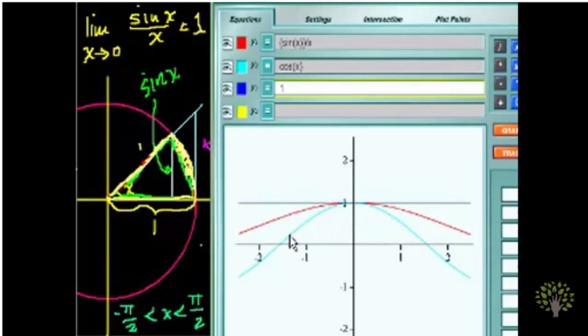We know the limit as this light blue line approaches 0 is 1, and we know the limit as this top dark blue line approaches 0 is 1, and this red line is always in between, so it also approaches 1. So there you have it: the proof, using the squeeze theorem and a little bit of visual trigonometry, of why the limit as x approaches 0 of sine of x over x is equal to 1.